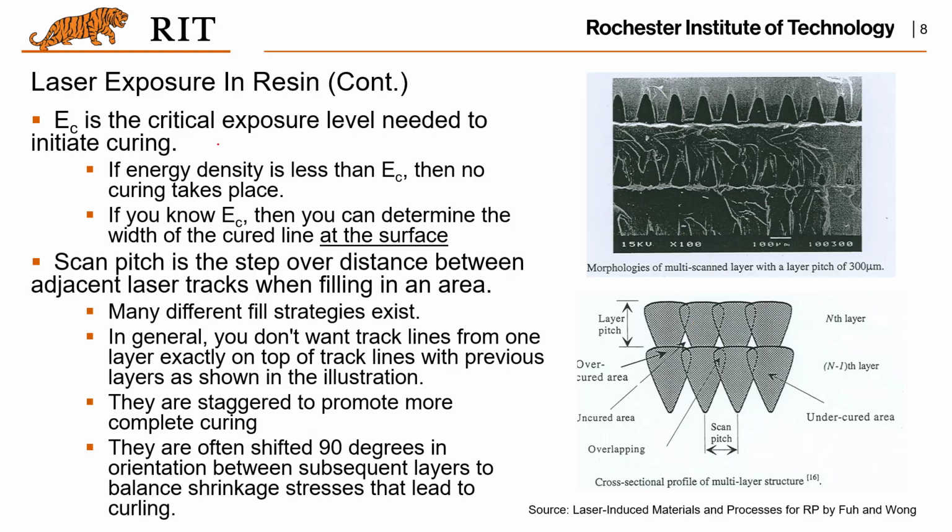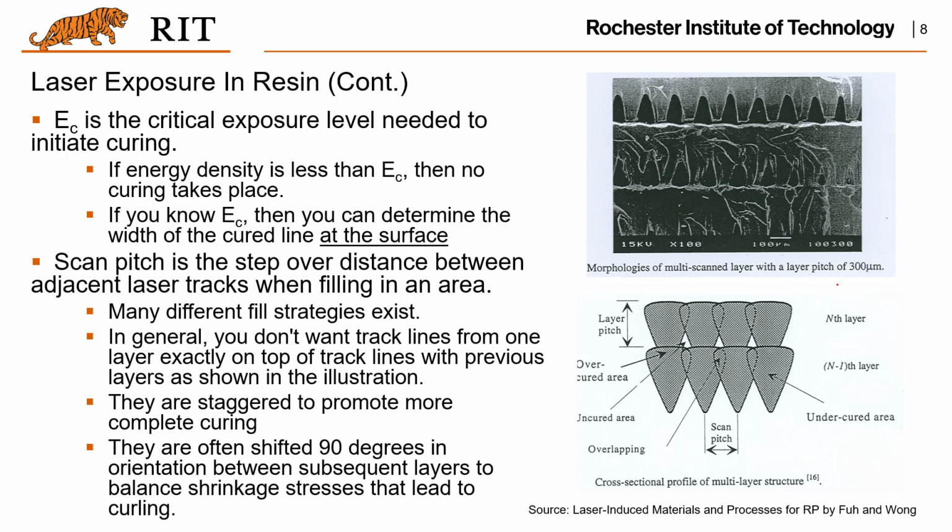So again, the EC is the critical exposure level needed to initiate the curing. If the energy density is less than EC, that means no curing happens. In other words, if you know the EC, you can determine the width of the cure line at the surface, to make sure the material can be cured properly.